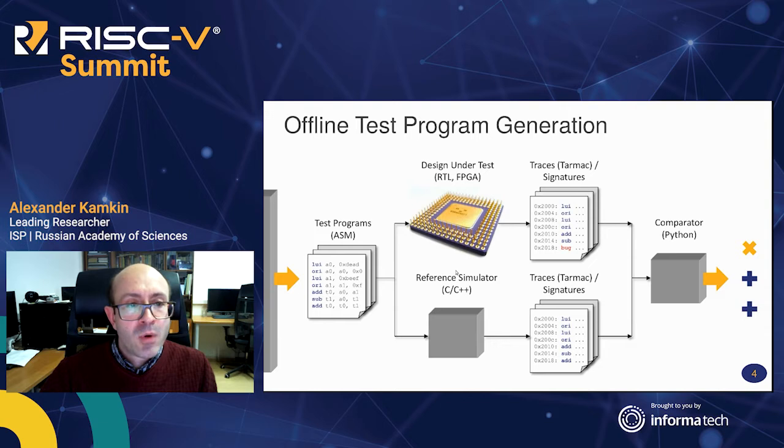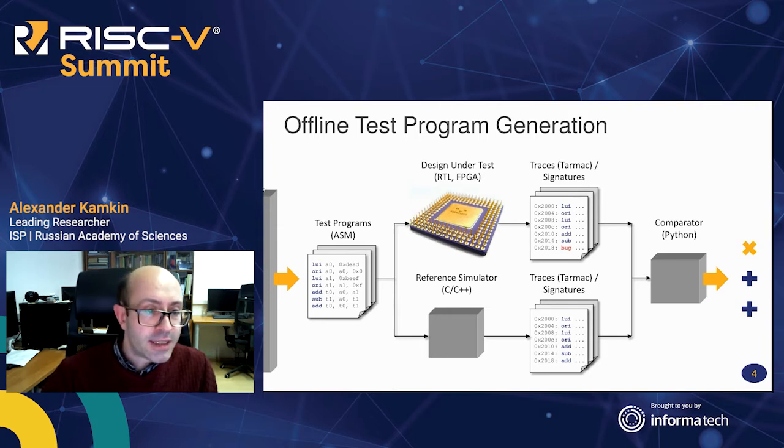This is the basic scheme of offline testing. Test programs are executed on the design under test, which is an RTL model, FPGA, or integrated circuit. The same test programs are executed on a reference simulator, Spike, QEMU, and so on. The results are execution traces, sequences of events, or signatures, some regions in memory. Results are compared with a comparator, and its output is a so-called verdict, either positive, true, meaning that no bug is detected, or false, meaning that there is a bug and we need to determine which of the components, design under test or simulator, is incorrect.